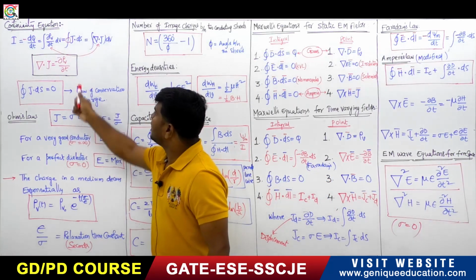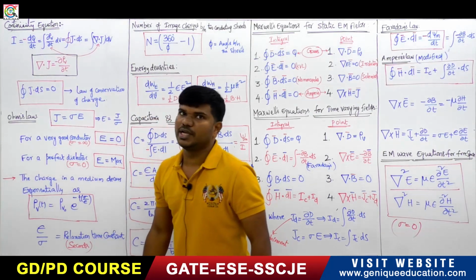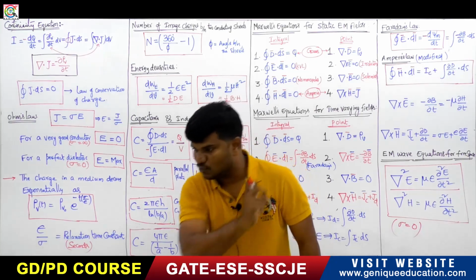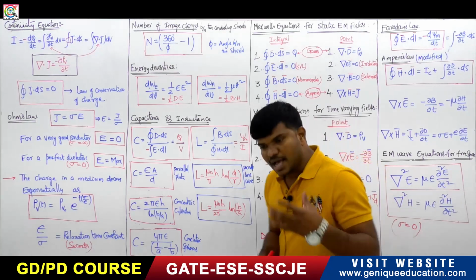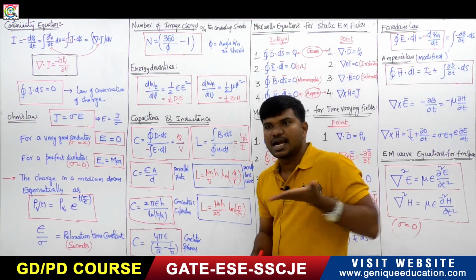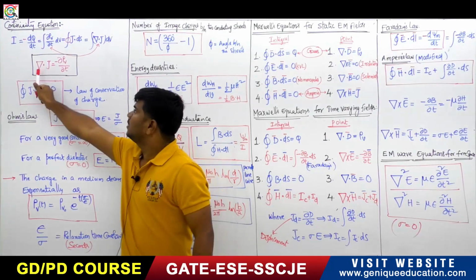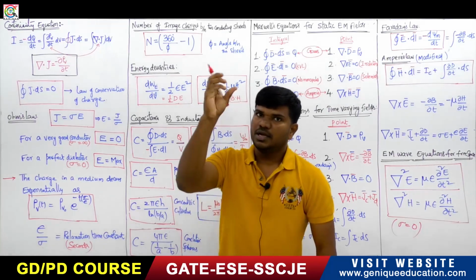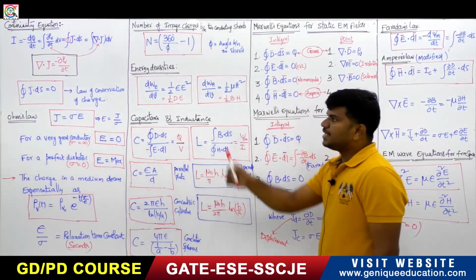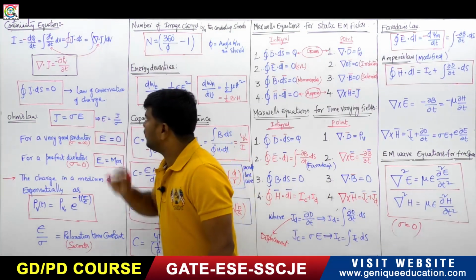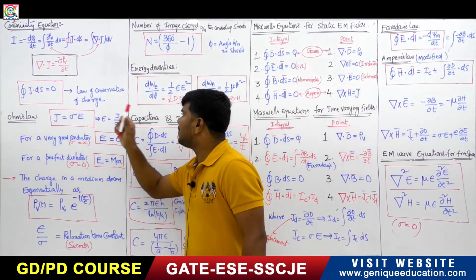So from this, if you consider, what is del dot J? Del dot J is equal to dou rho v by dou t. Suppose I consider the divergence in only one direction, then I can get J is equal to sigma E, because the current in the conductor will be having a single direction only. So from this we will get J is equal to sigma E. Okay, so E is equal to J by sigma.